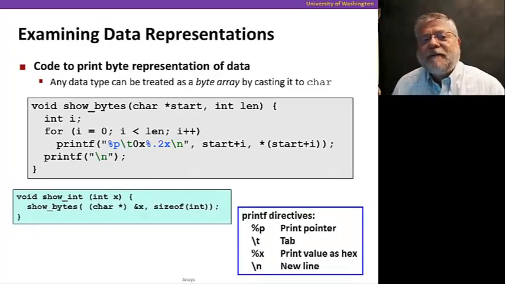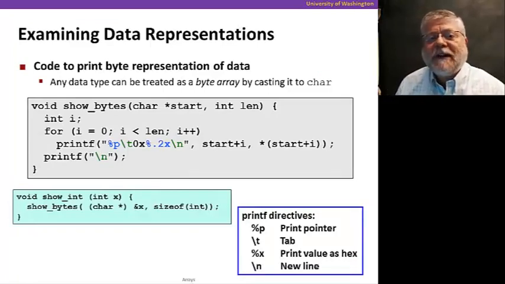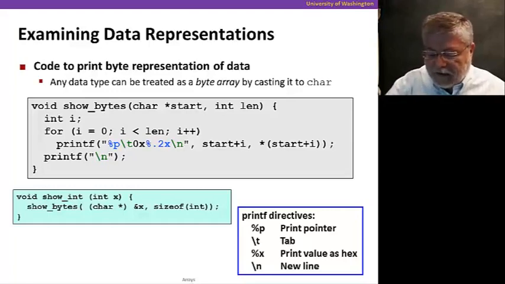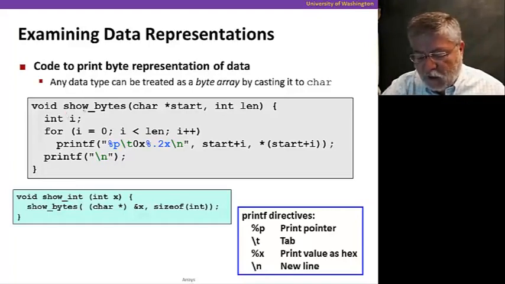Okay, let's take a look at a C function that we can use to print out data that we store in memory by printing it out 1 character at a time, or 1 byte at a time, as 2 hex digits. All right. So here's a simple function written in C. It's called showBytes.